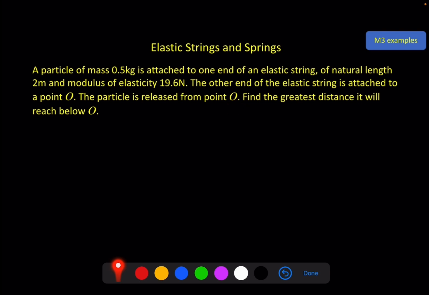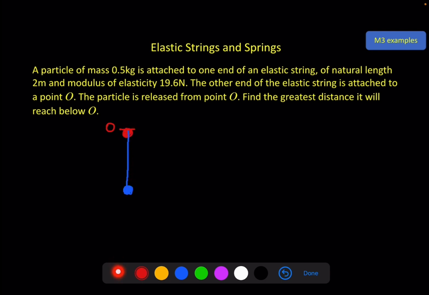So this is actually fairly similar, except it's happening vertically. O here, the particle is released from this point, and it drops down. When it drops, it then hits its natural length and stretches the string slightly, and then comes to instantaneous rest, before presumably bouncing back up a little bit. We want to find the greatest distance, so all the way from O down to here.